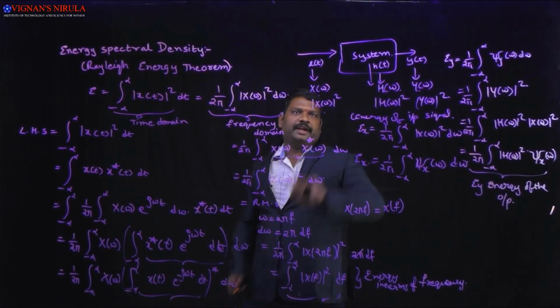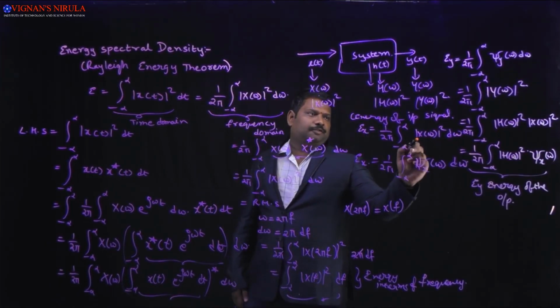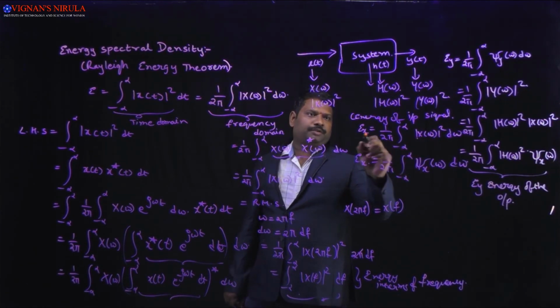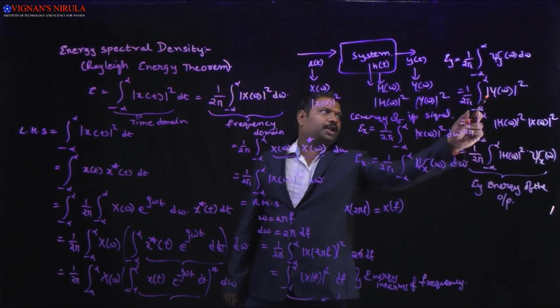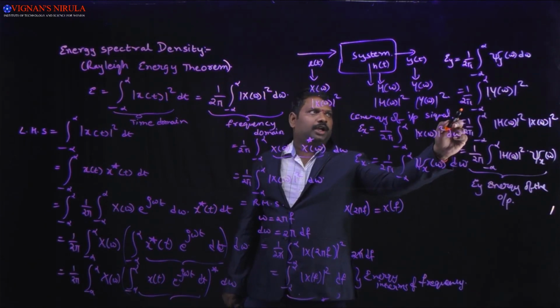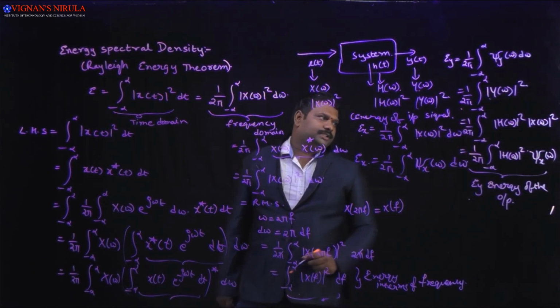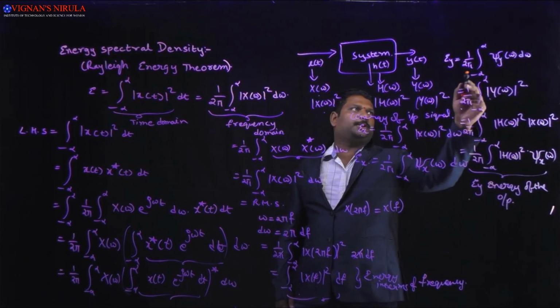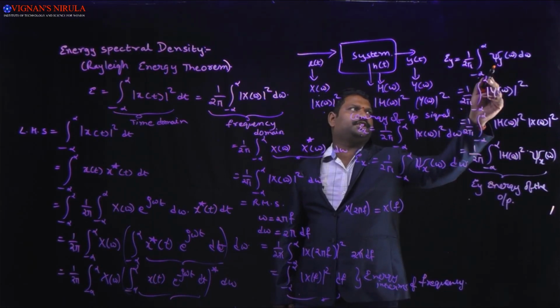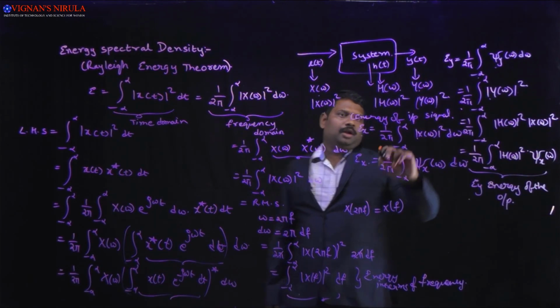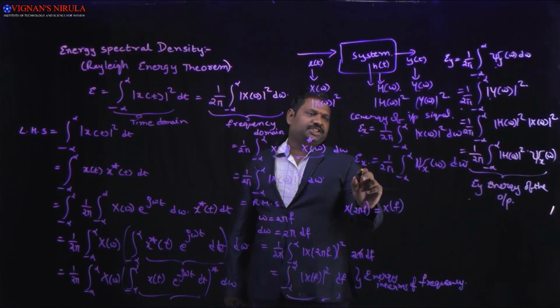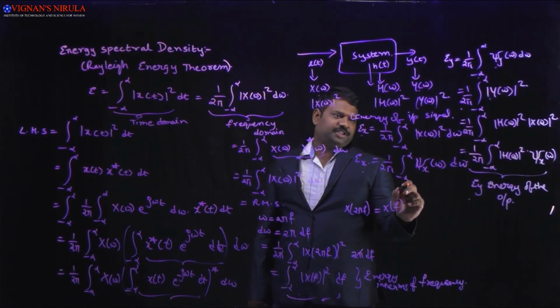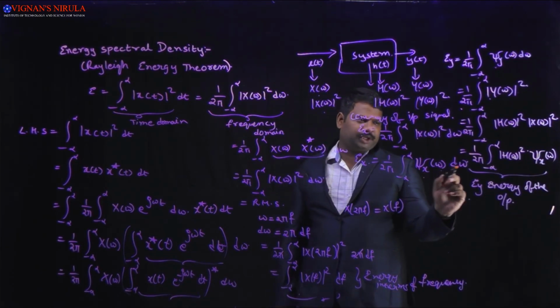From the mod of X of omega whole square we get Ex. From the mod of Y of omega whole square we get Ey. That's the case. It can also be given in this form: 1 by 2 pi from minus infinity to infinity of psi y of omega d omega. In terms of input, Ex is equal to 1 by 2 pi from minus infinity to infinity of psi x of omega d omega.